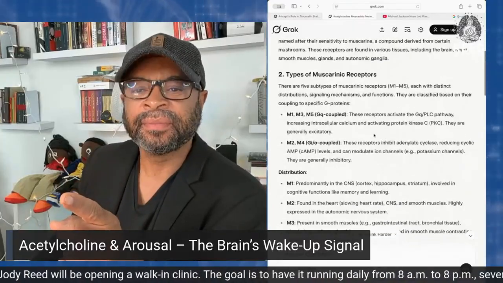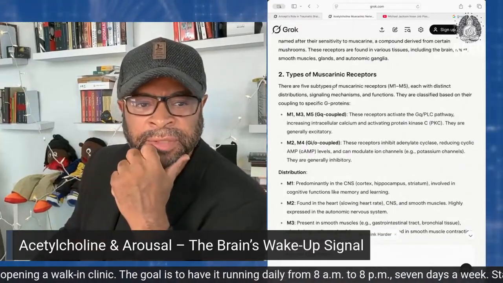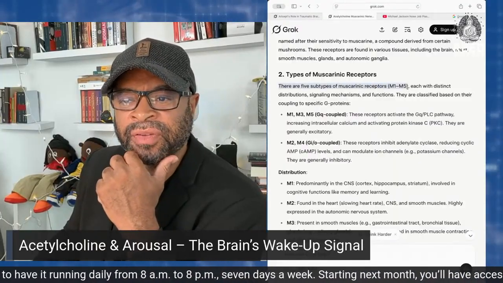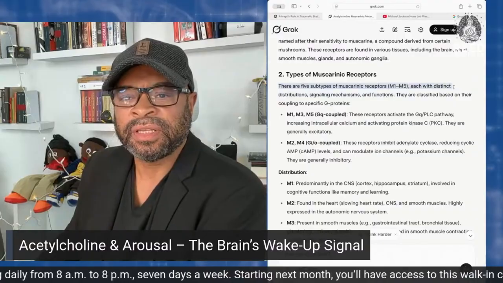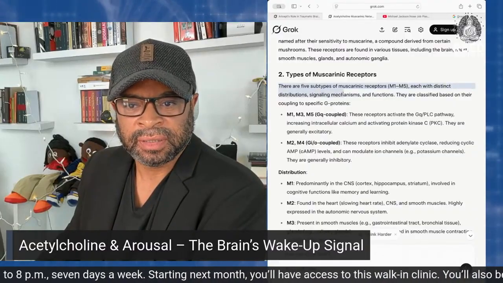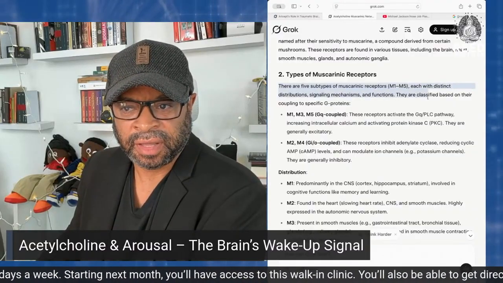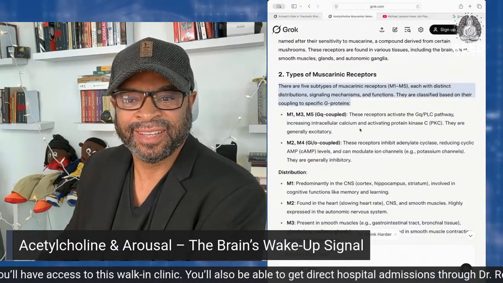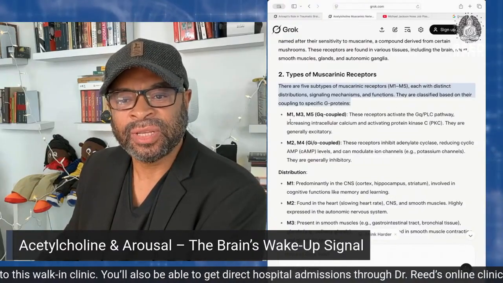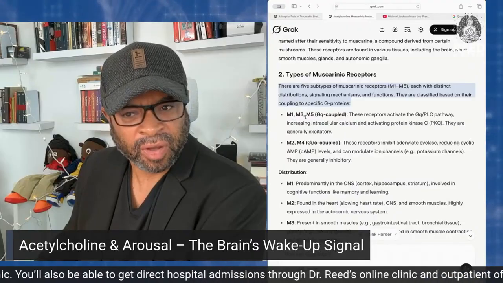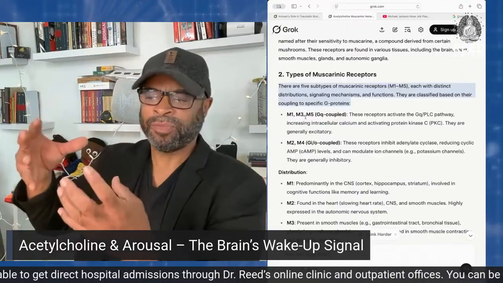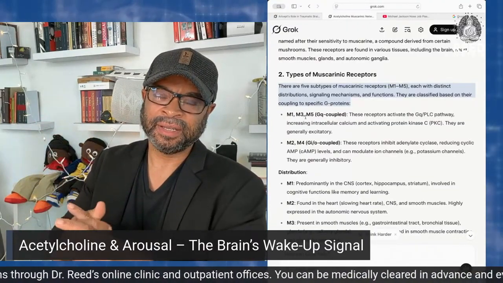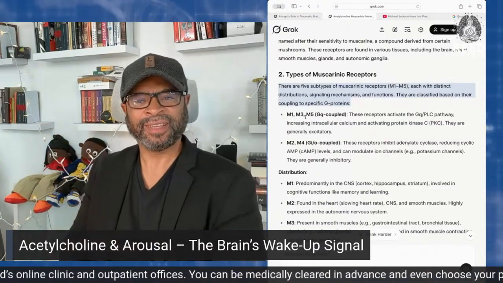Okay. So let's look at the types of muscarinic receptors. There are 5 types of muscarinic receptors, 1 through 5, each with distinct distribution, signal mechanisms, and functions. They are classified based on their coupling to specific G proteins. So 2 types. And it's always like that. Remember the types of dopamine receptors, and the types of serotonin receptors and things like that.